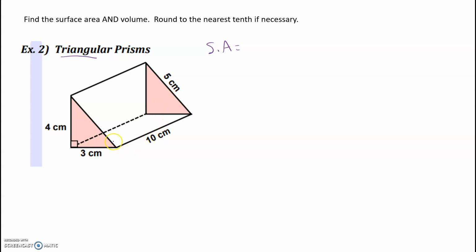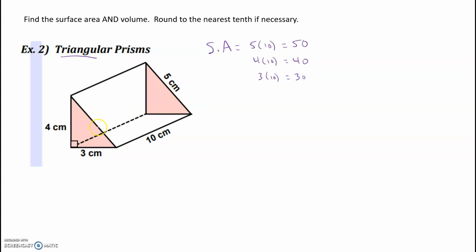So we have a rectangle here, so this is 5 by 10. 5 times 10 gets me 50. We have a rectangle over here, which would be 4 by 10, so 4 by 10 gives me 40. And then we have a rectangle on the bottom, which is 3 by 10. So 3 by 10 gets me 30. So that's all those rectangles.